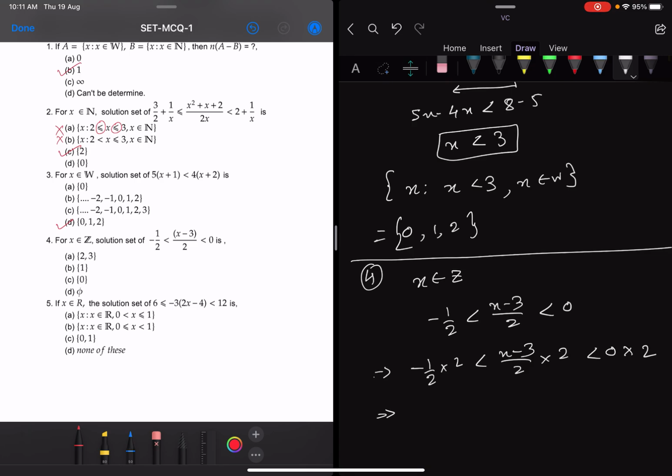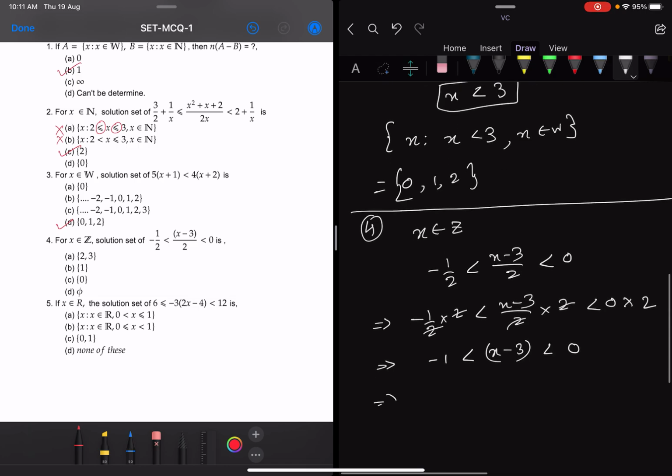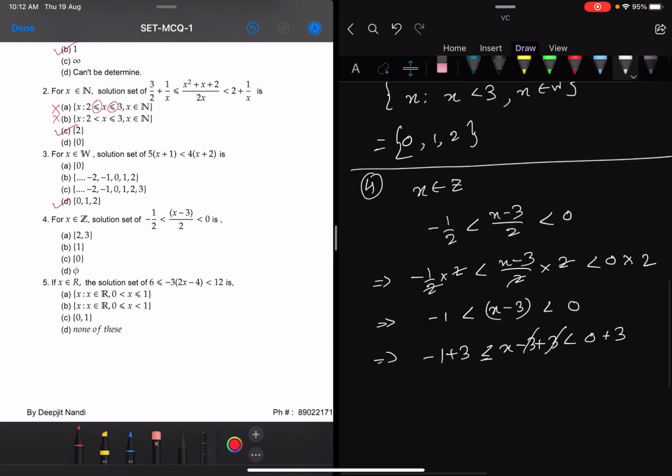It implies that 2 cancelled out, minus 1 less than x minus 3 less than 0. That means minus 1 less than x minus 3, so we can add 3, the minus 1 plus 3, to omit 3 from the middle part. It is x minus 3 plus 3 less than 0 plus 3. We are adding 3 to all of the parts to remove 3 from the middle part. See here, plus 3 and minus 3 is 0. That means here it will be 2 less or equals to x less than 3.